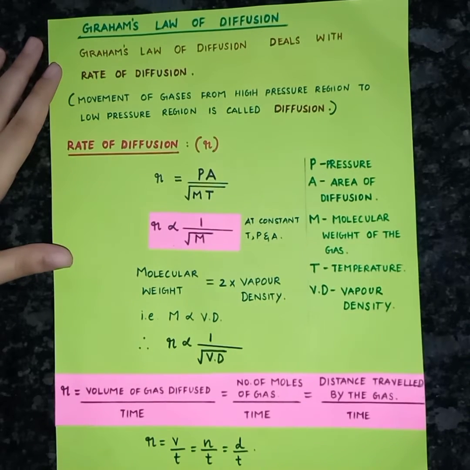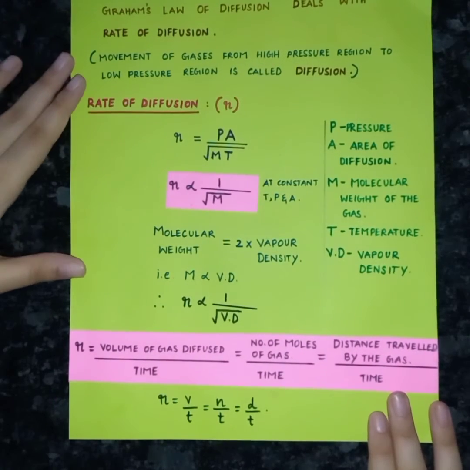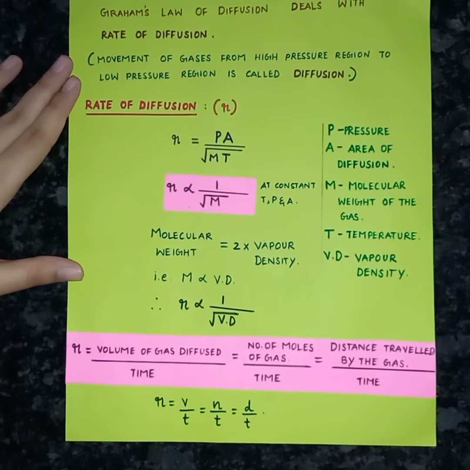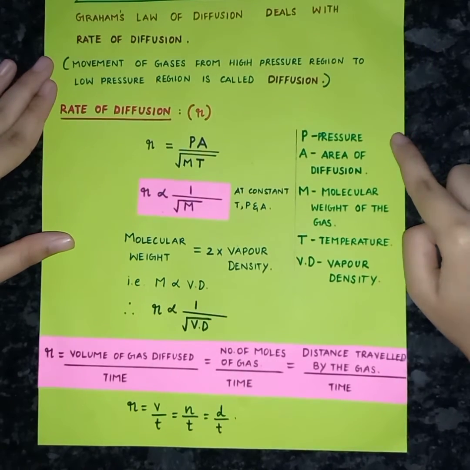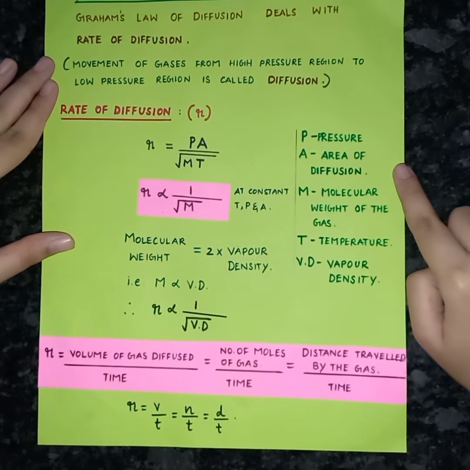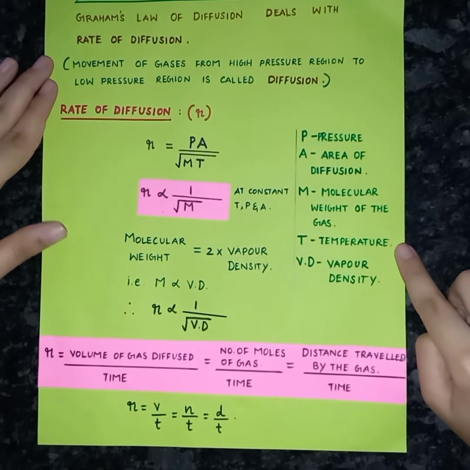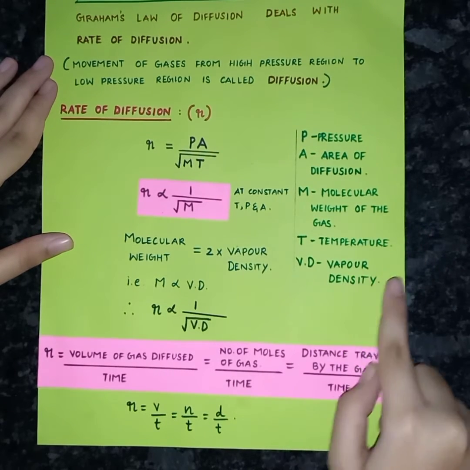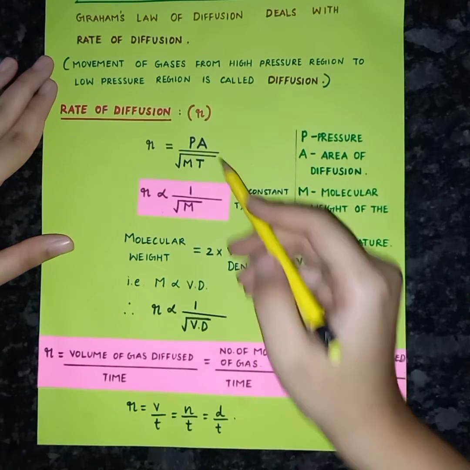What is diffusion? Movement of gases from high pressure region to low pressure region is called diffusion. Rate of diffusion is denoted by small r. Small r is equal to PA divided by root MT. Here P denotes pressure, A denotes area of diffusion, M denotes molecular weight of the gas, T denotes temperature, Vd denotes vapor density.